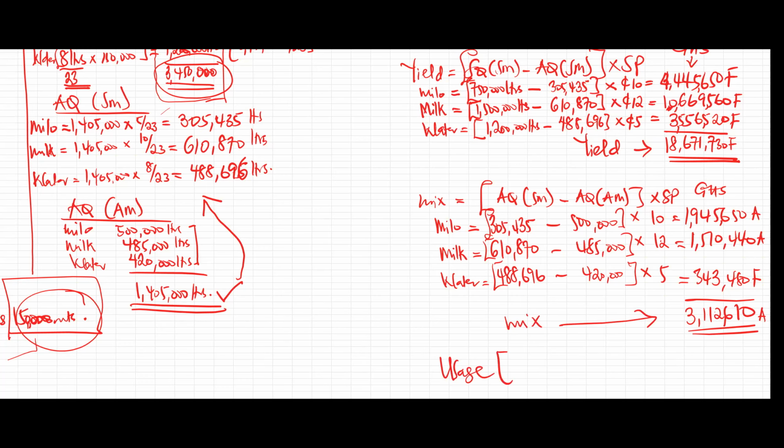So that means usage is mix plus yield, right? The material usage variance is the sum of A plus B. So what's the sum? 18,671,730 plus the mix variance, that's 15,559,120, favorable.